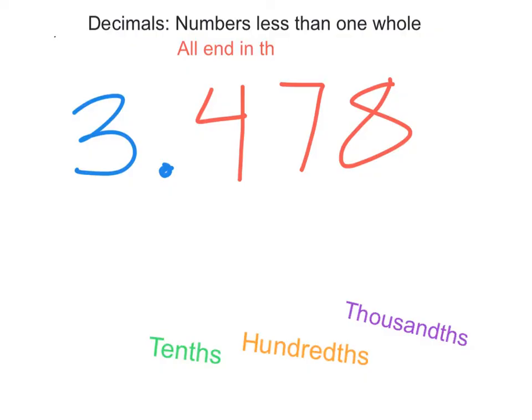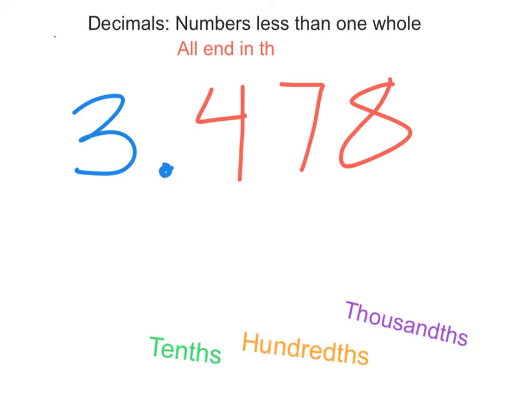Alright, the first thing to know about decimals is that they are all numbers that are less than one whole. So right here is the decimal point. Everything to the left of it are whole numbers, so this is worth 3 wholes. Everything to the right of it, all of these numbers, are less than 1 whole. So this would be like if you had $3, and this would be like if you had some coins that would be less than $1. And all of them end with TH. That's a very important thing to remember. If you see a TH on the end, you know it's going to be a decimal.